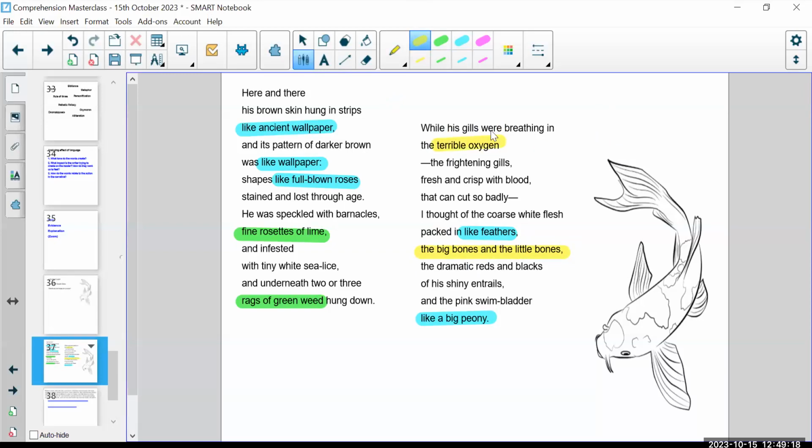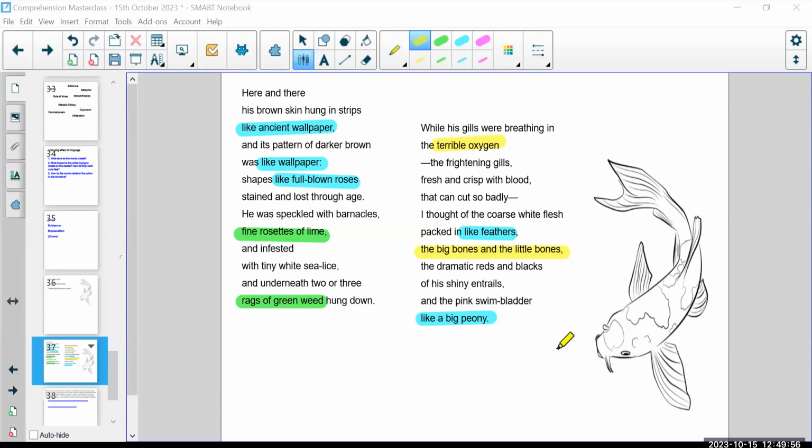Can anyone tell me what technique that is? Terrible oxygen would be an example of what? Good, it's an oxymoron. A couple of you have noticed that. Excellent. So you've got a couple of contrasts there. You've got the oxymoron of terrible oxygen. You've got the big bones, little bones. I'm not sure I would say that's juxtaposition, but it could definitely show the variety and complexity of his appearance. Some of you have said fresh and crisp with blood is a metaphor. No, it's not. That's just a literal phrase.